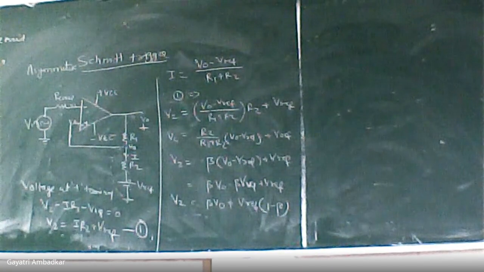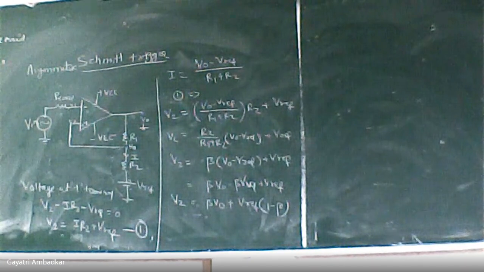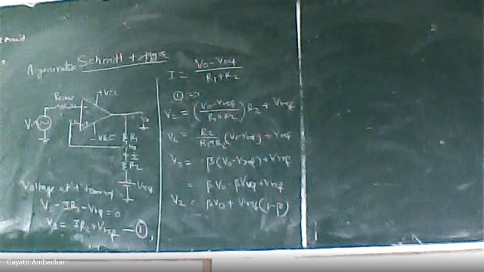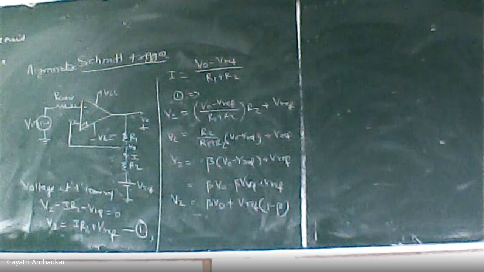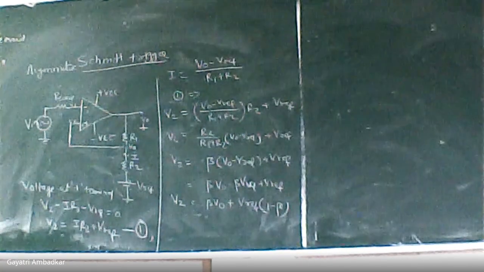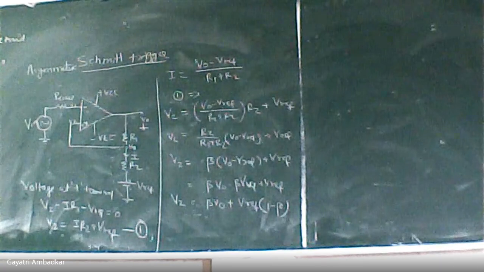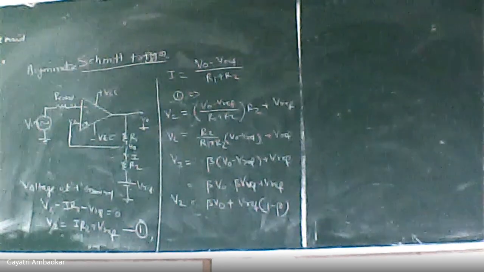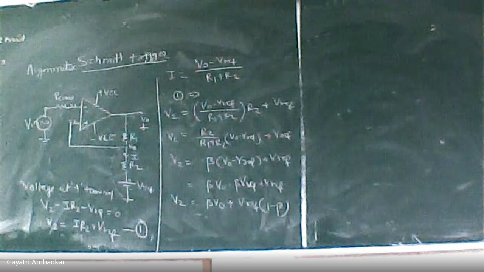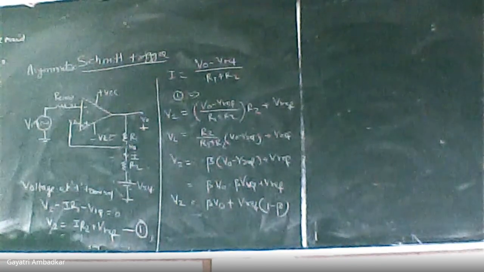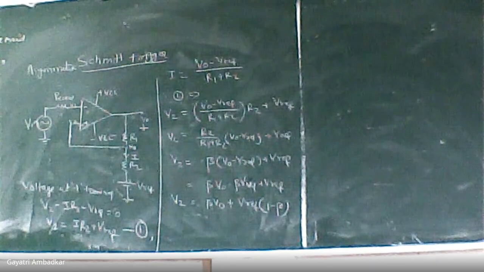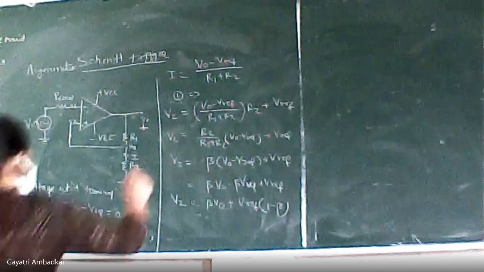What is the Schmitt trigger going to do? It will compare the voltage at the inverting terminal with the voltage at the non-inverting terminal. What is there at the inverting terminal? Input voltage Vin, a sinusoidal waveform. What is the voltage at the non-inverting terminal? V2, which is beta times VO plus VREF into 1 minus beta. Don't be confused, VREF is the name I gave to the battery, a DC voltage I connected externally. Okay, next.